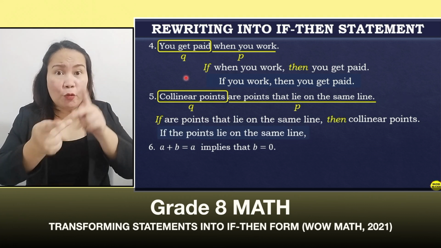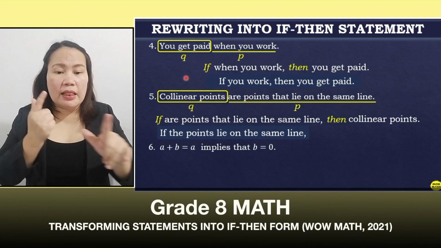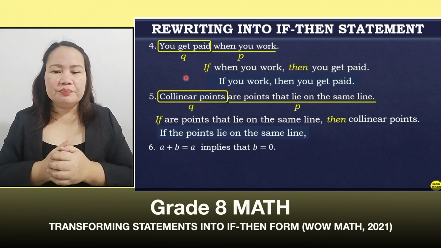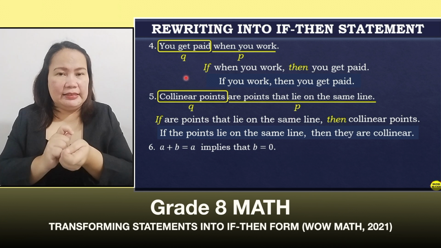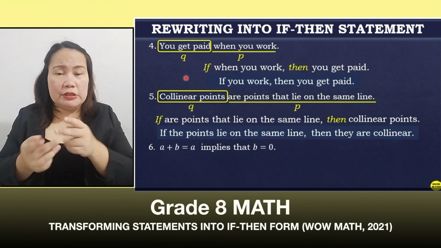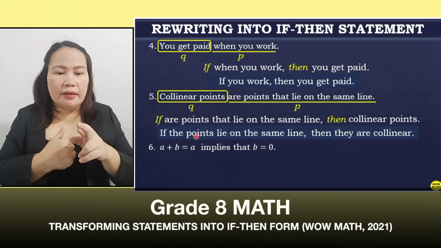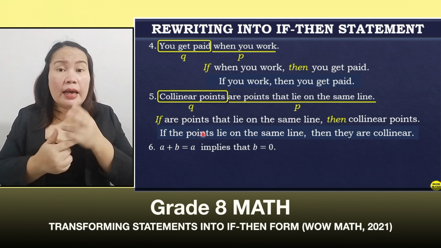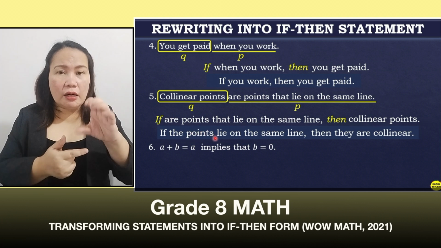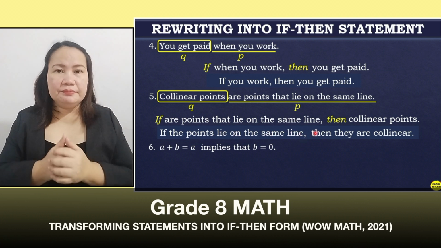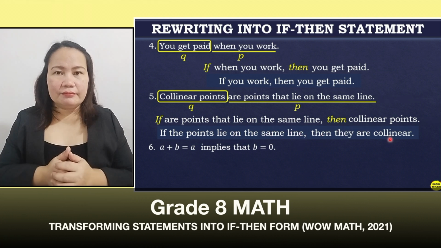If the points lie on the same line, then they are collinear. Okay? So, hindi ko na nilagay yung points dito kasi meron naman na siyang sinabi na points dito na describe. If the points lie on the same line, then they are collinear.